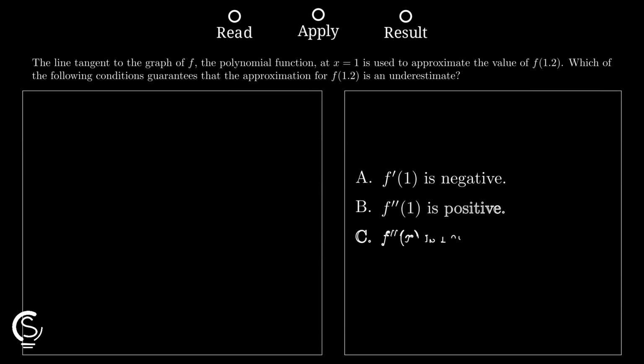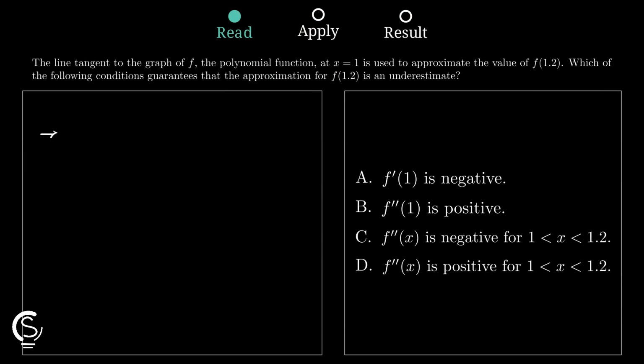A tangent line approximation underestimates the actual value when the graph of the function lies entirely above the tangent line. This specific geometric behavior occurs whenever the function is concave up. Since concavity is determined by the second derivative, we need the second derivative to be positive. This must hold true over the entire interval from the point to the approximation value.